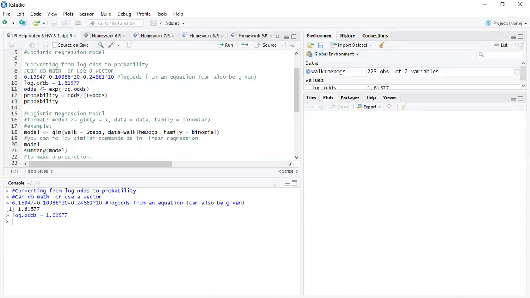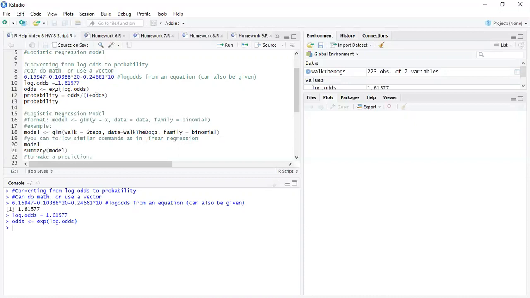So to go from log odds to odds, you do exp and then whatever your log odds are. Exp is telling it to raise e to the power of whatever's in parentheses after. You'll have to use exp because log odds are ln, so the inverse operation is therefore e to whatever power.